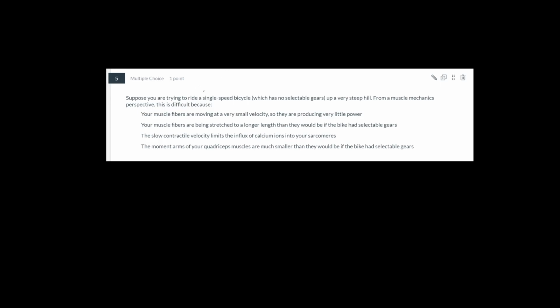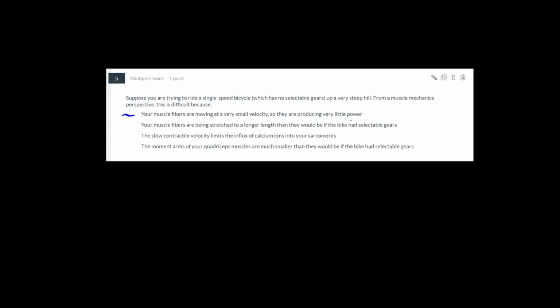So this one, why would riding a single-speed bicycle up a very steep hill be difficult? Your muscle fibers are moving at a very small velocity, so they're producing very little power. Okay, that maybe seems reasonable because you're riding the bike up the hill and you can't go into a lower gear to spin around faster. So this part seems correct.